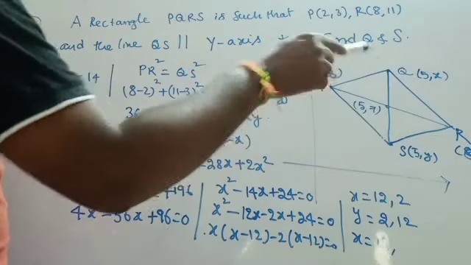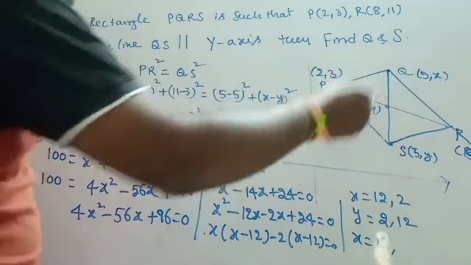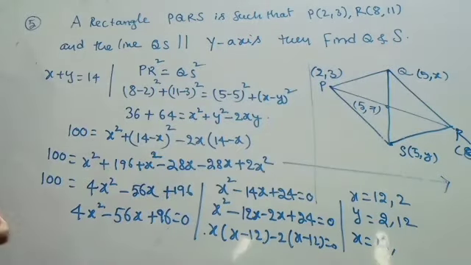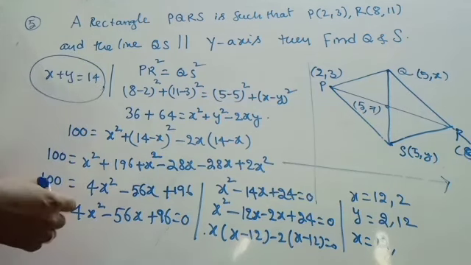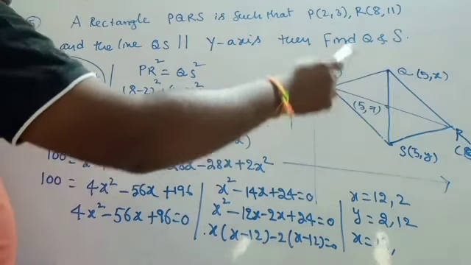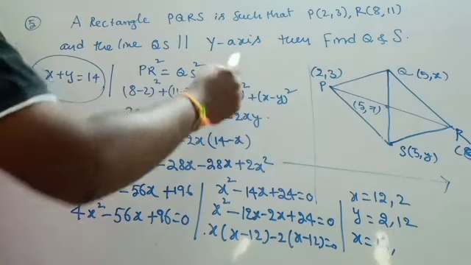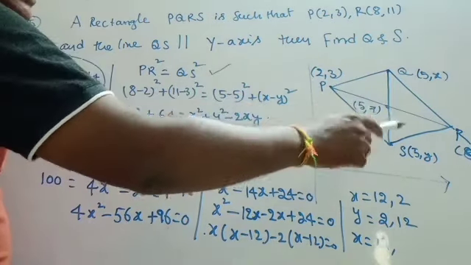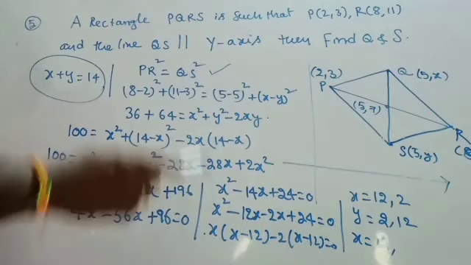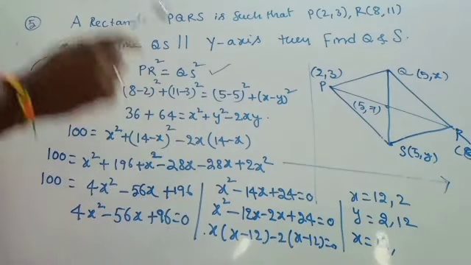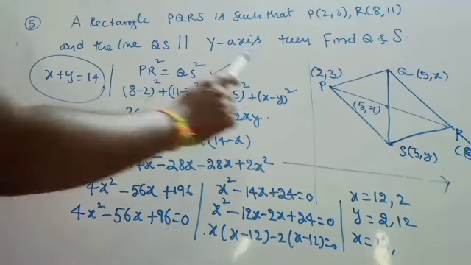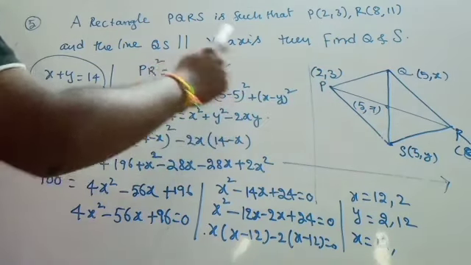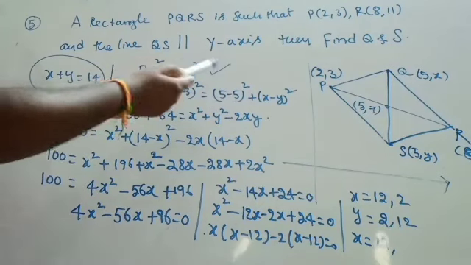That's why we can take the lengths of the diagonals as equal. We already know one condition, x plus y equals 14, by the midpoint. Now PR square is equal to QS square, because the length of the diagonal PR is equal to the length of the diagonal QS, because in a rectangle the lengths of the diagonals are equal. That's why PR equals QS, and squaring on both sides.